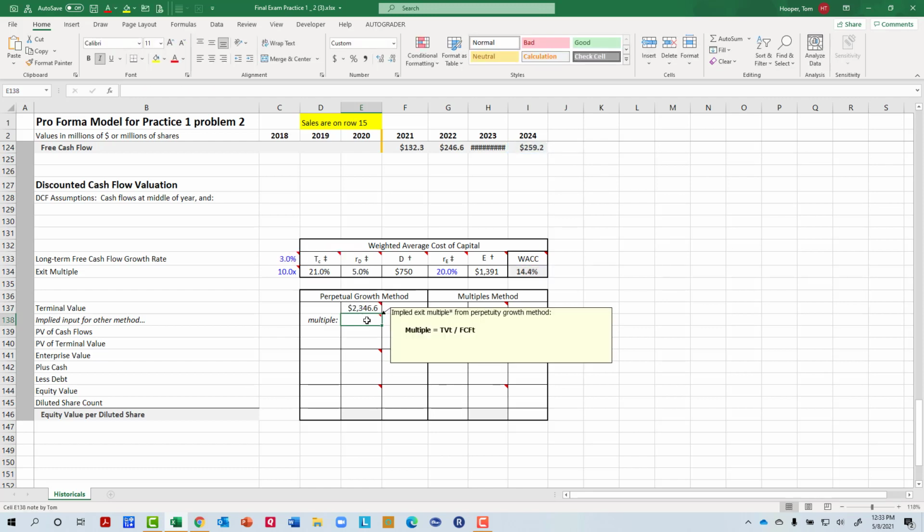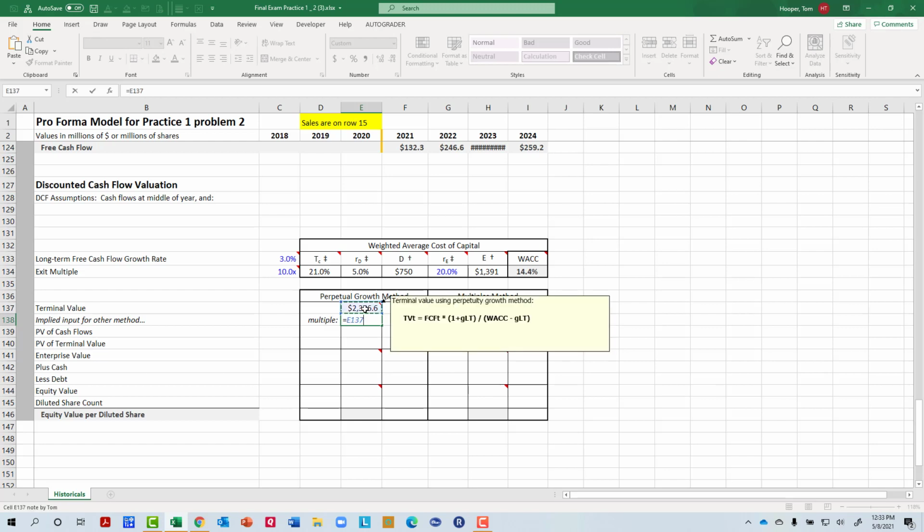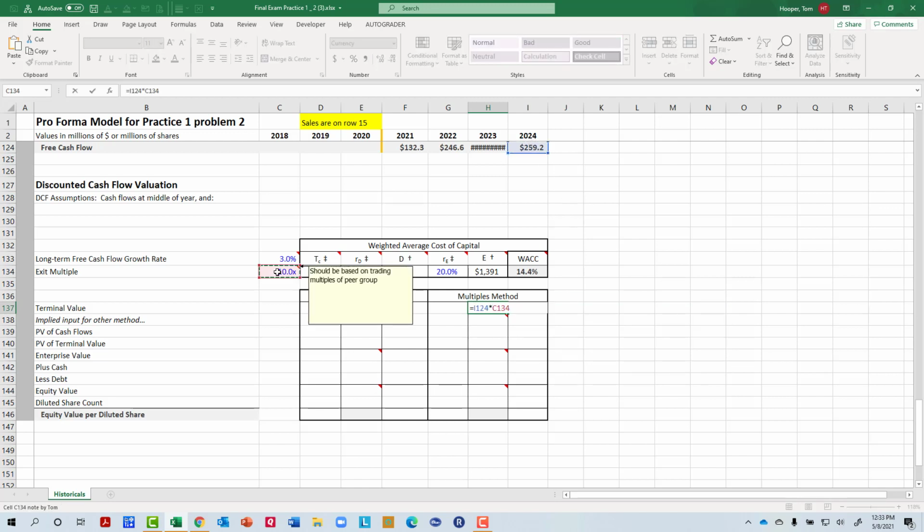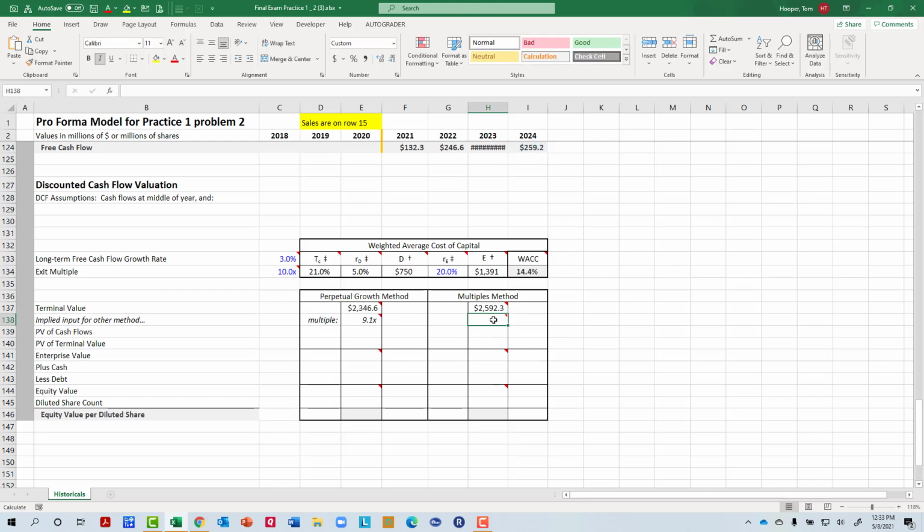Now to get the implied multiple, it's just the terminal value over the free cash flow. So the terminal value over that final free cash flow gives me a 9.1 versus a 10 assumed over here, so that's reasonable. Let's go over here and do these two while we're at it. So this one's simple. It's just the terminal free cash flow times the multiple. So that times that. And then that's one we're going to want to get a formula for.